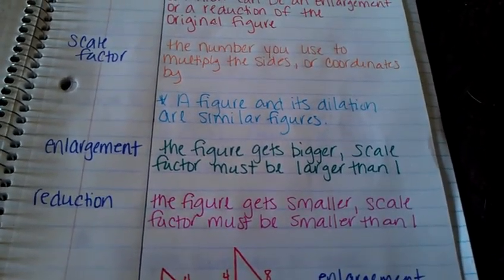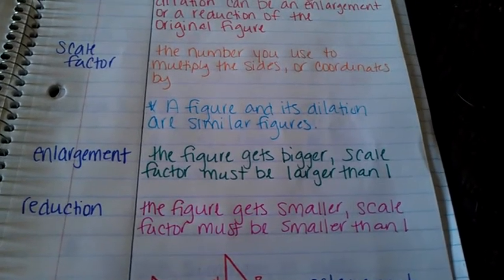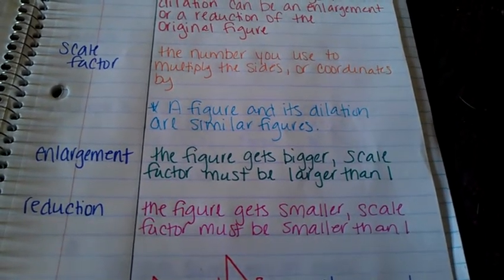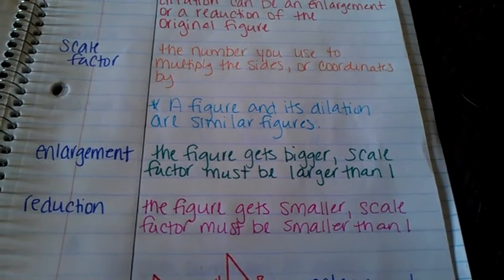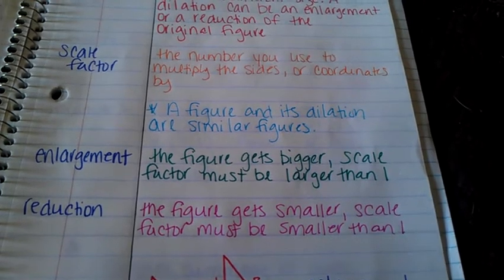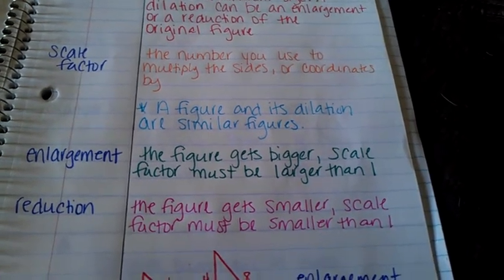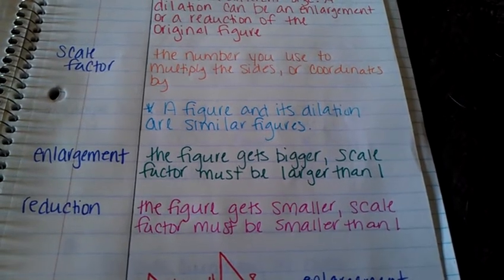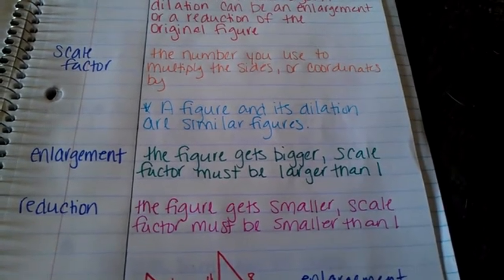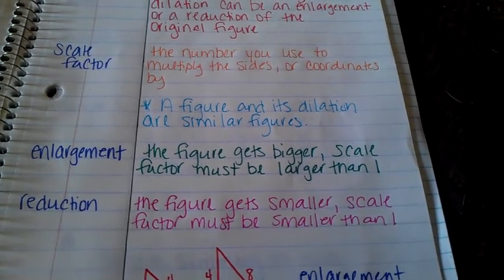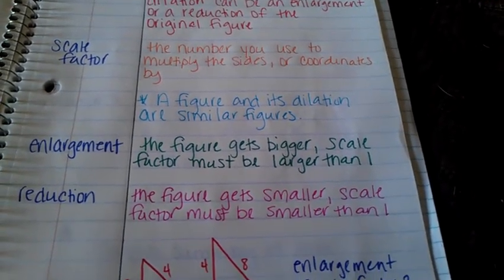Enlargement, that I mentioned earlier, the figure gets bigger. For you to have an enlargement, the scale factor must be larger than 1, and the same is true for a reduction, which gets smaller. The scale factor must be the opposite, smaller than 1. So it makes sense. If you've got a side that's 2 and you multiply it by 2, it gets bigger, it's 4. If you've got a side that's 4 and you multiply it by a half, well, it gets smaller, it becomes 2. So that makes sense.